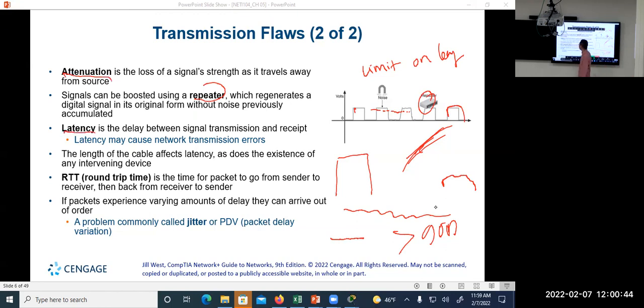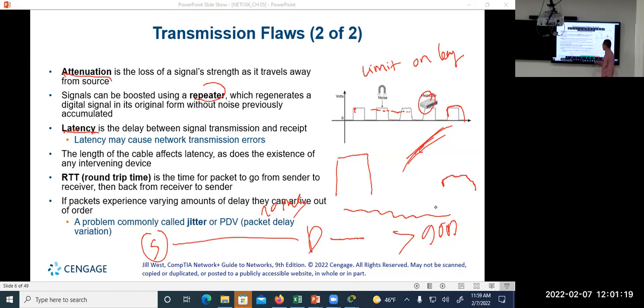The second one is latency. Latency is the delay between the signal being transmitted and received. In order to deliver from the source to the destination, normally it takes about 10 milliseconds. That is the latency. Remember that some applications are very sensitive to latency, for example voice over IP. Think about if you talk, but you have to wait a while until you receive the voice from the other end. So latency is also very important.